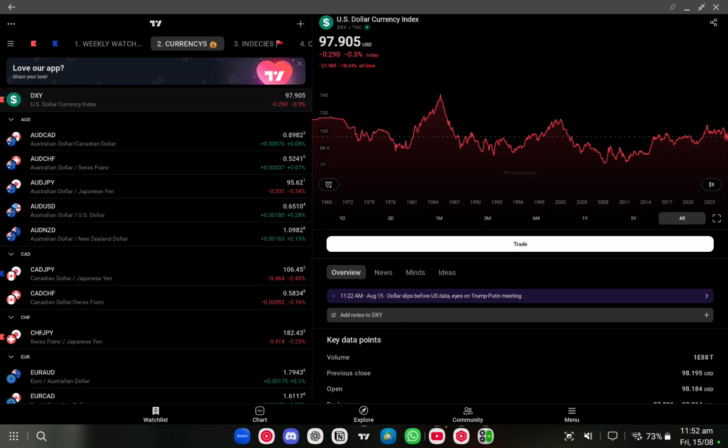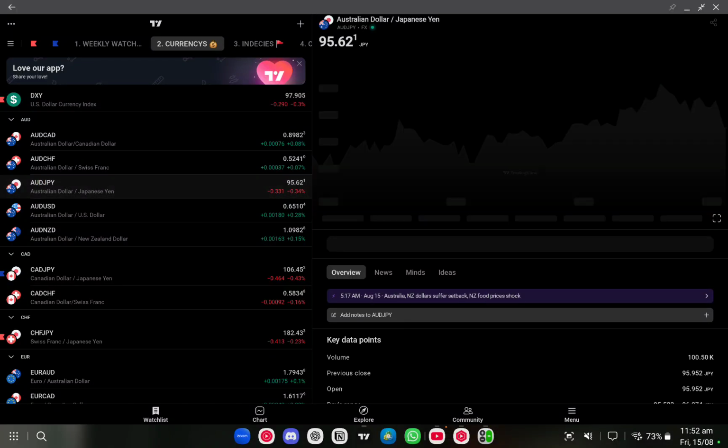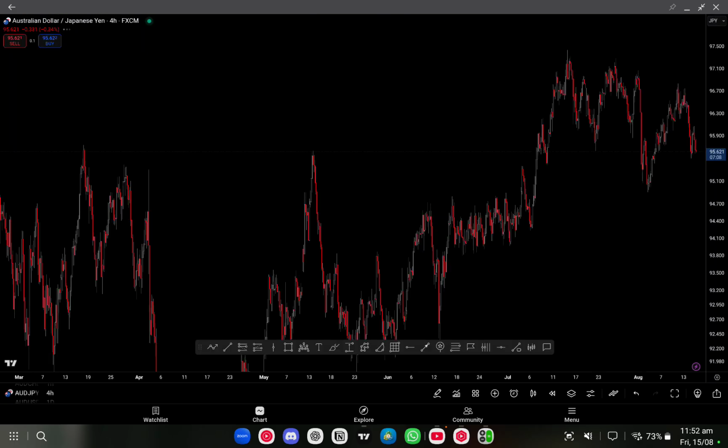Going on, so I'm just going to go through another chart. We're going to go through Aussie Yen today, and essentially what I'm going to be looking at here is price action and seeing how we could have taken advantage of any trades during the most recent market conditions.